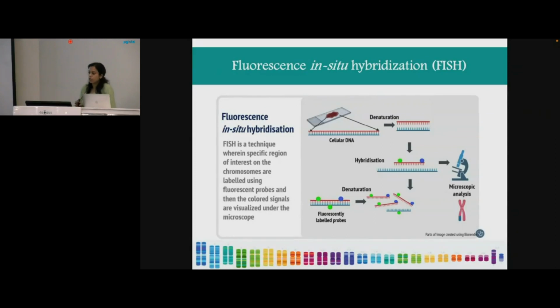So first of all, your DNA of interest is denatured. Then certain fluorescent labeled probes are also denatured. Both of them are then hybridized together and observed under the microscope. So deletions, duplication on specific chromosome arms can be detected by FISH, and there are different types of FISH available. I'm not going into the details of the methodology part.